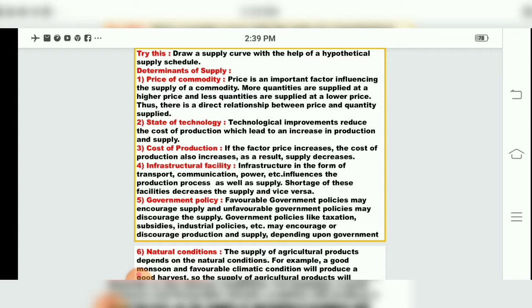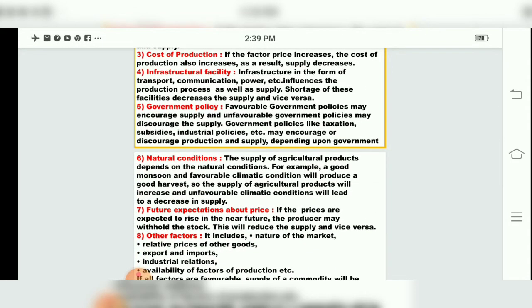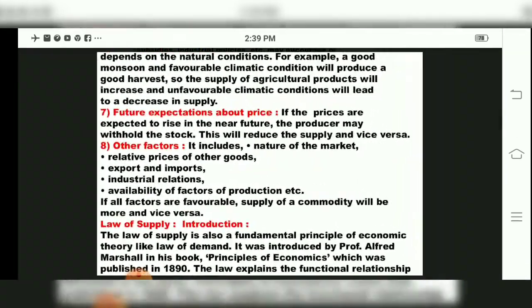And if it is less, producers have to reduce the cost of production. So this has an effect on supply depending upon government policy. It may encourage or discourage children's production and supply depending upon the government.